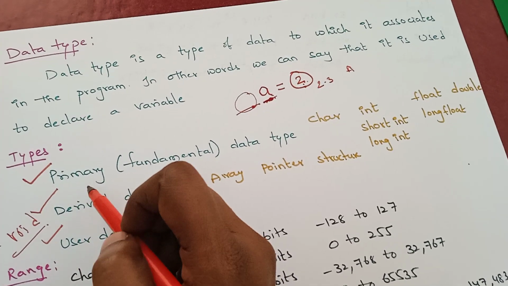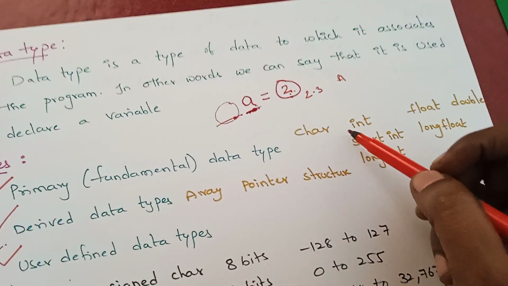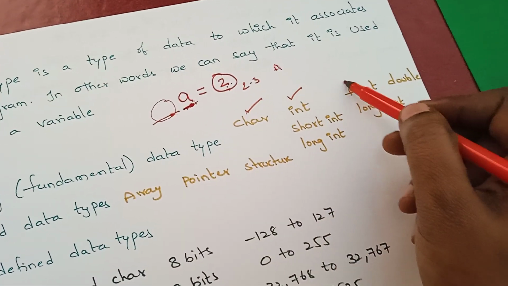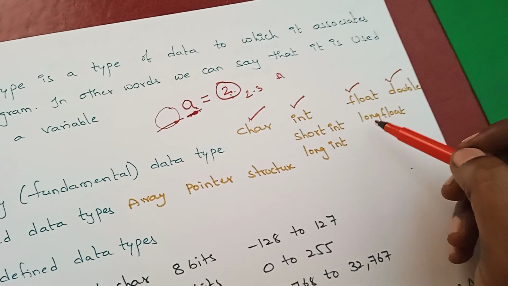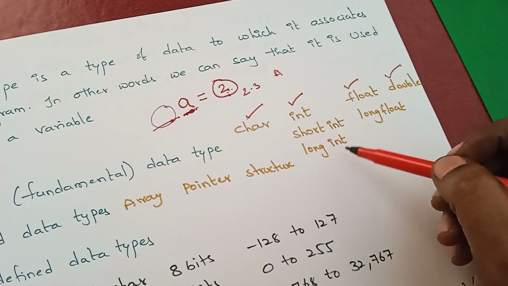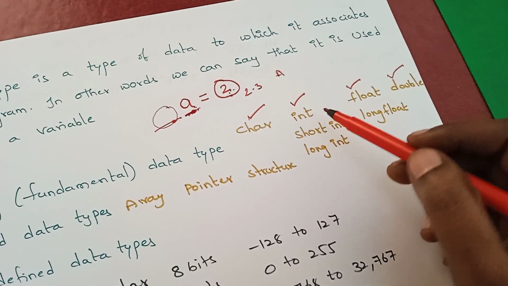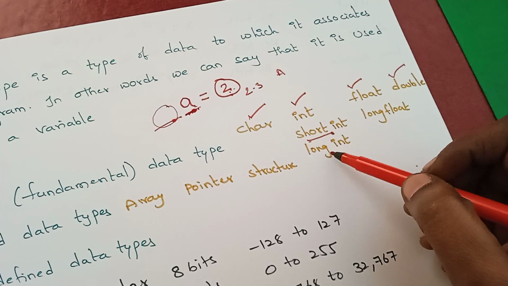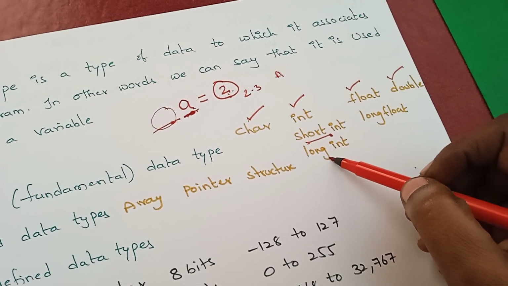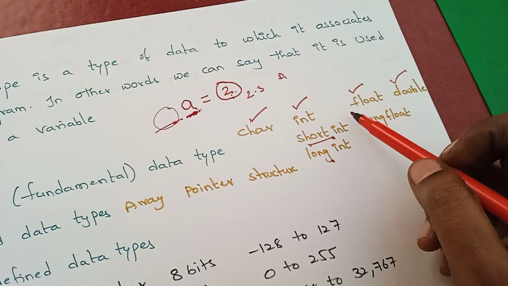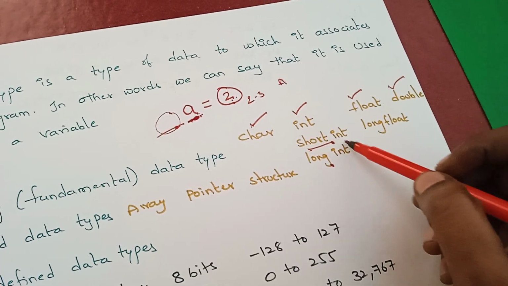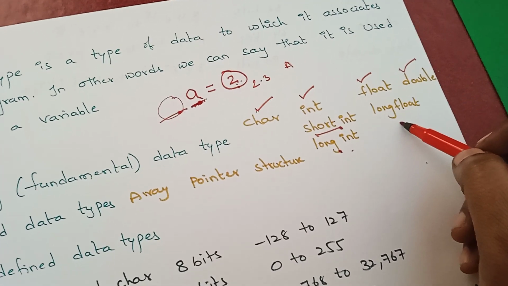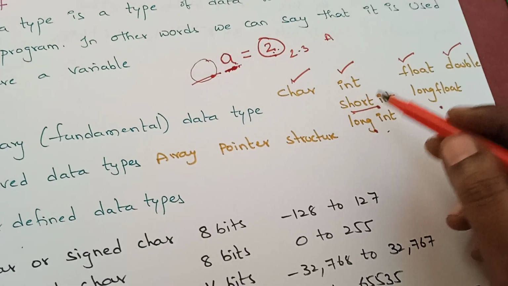Now let's see what is primary. Primary data types are basically in four categories: character, integer, float and double. And as far as size is concerned, an integer can be a small number, a big number, or a very big number. So depending upon the number size, we can categorize the type of integer. The same is the case for float.